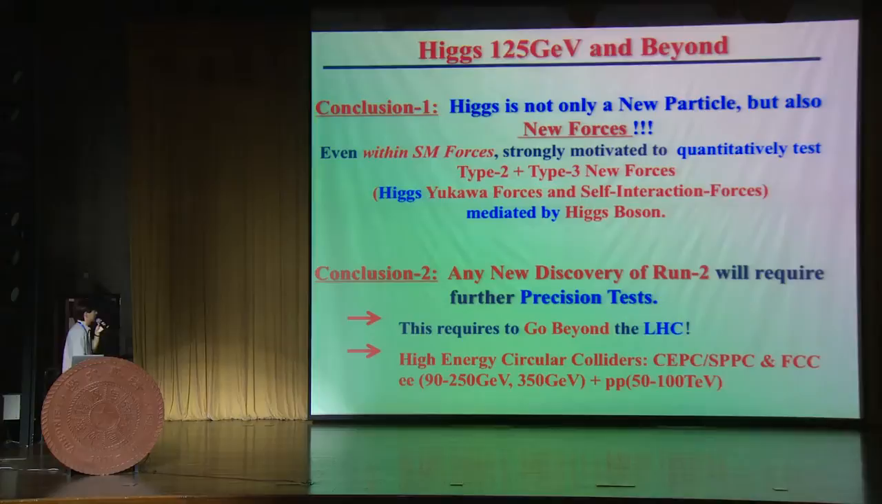With two phases, the electron positron is in the range of 90 GeV at the Z pole up to 250 for the ZH production and also the tt threshold. So the first phase is the electron positron machine for the precision test of the Higgs boson and electroweak physics. And the second phase is the pp collision with the central mass energy ranging from 50 to 100 TeV.